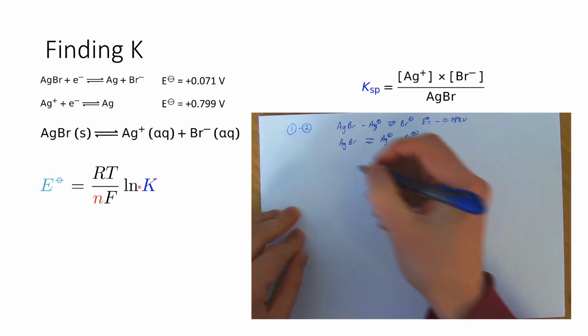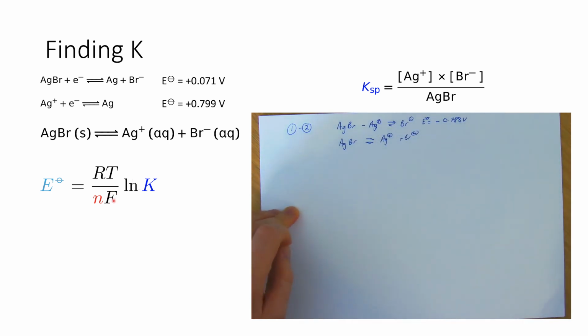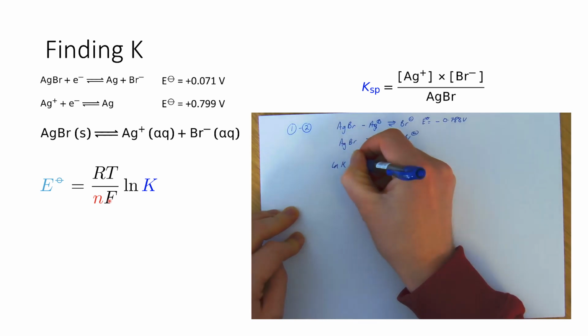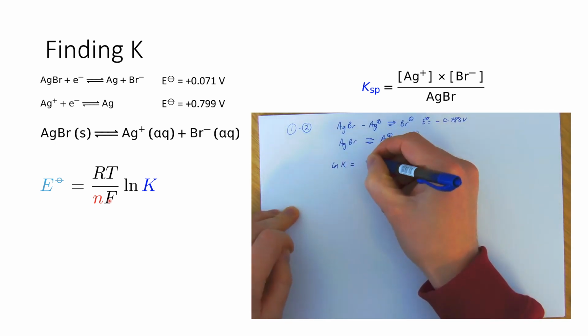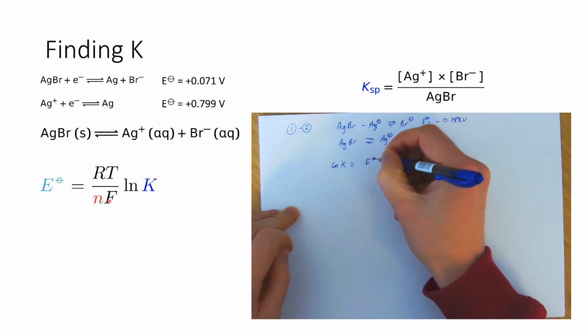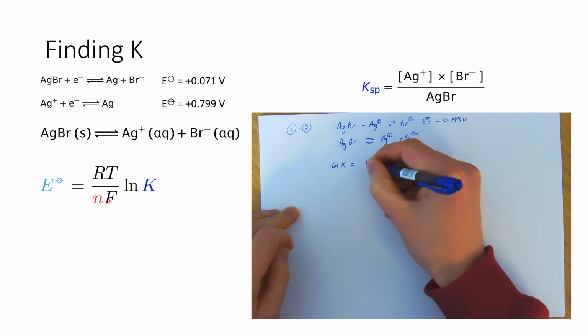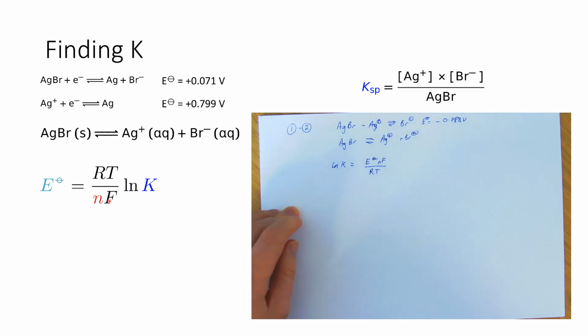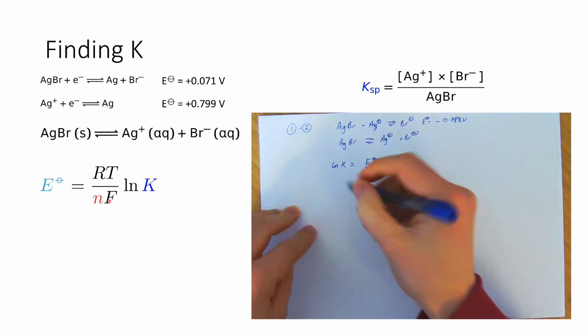So our E standard is RT over NF log K. Let's rearrange this, multiply both sides by NF. So log K is E standard NF divided by RT. And once again, this is just a simple case of plugging things in.